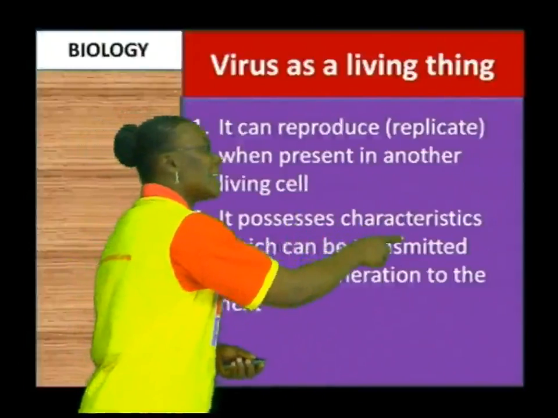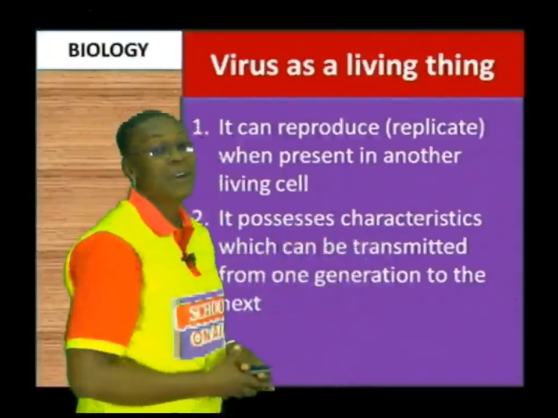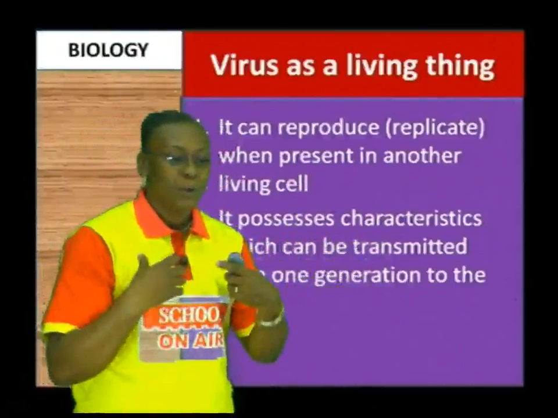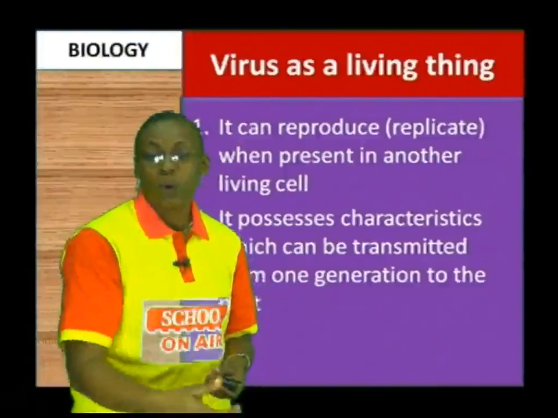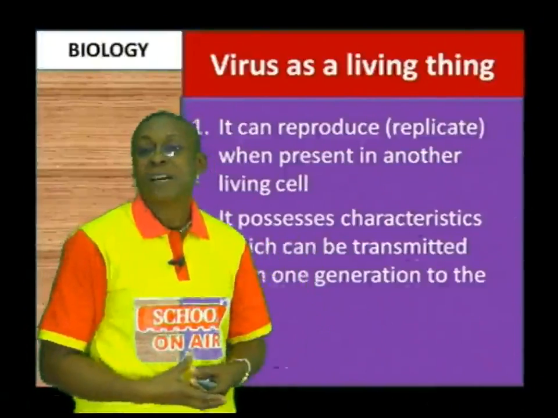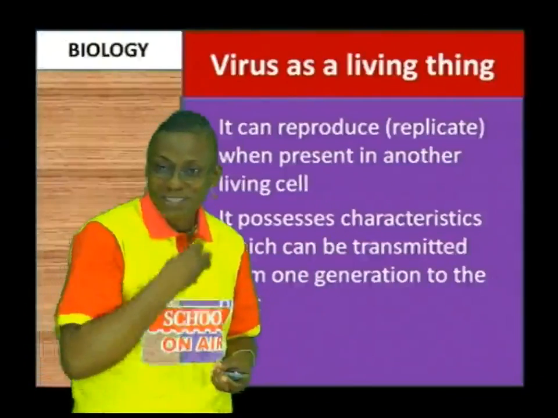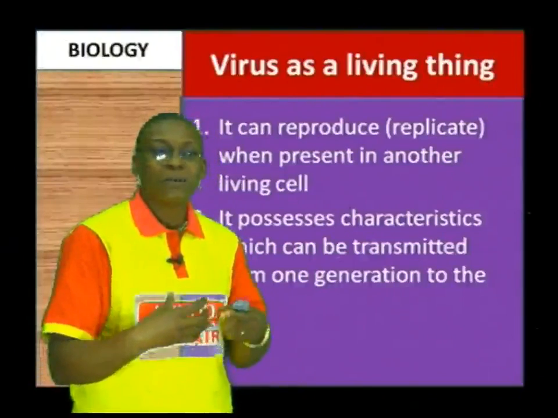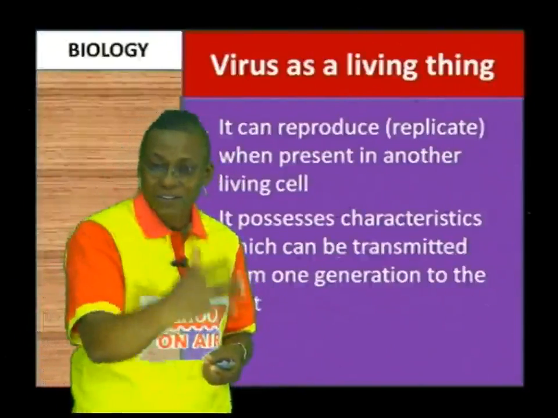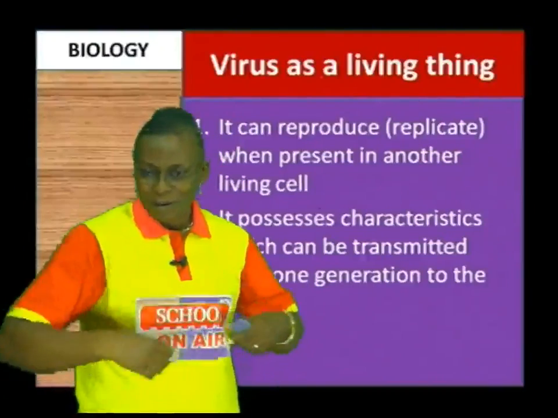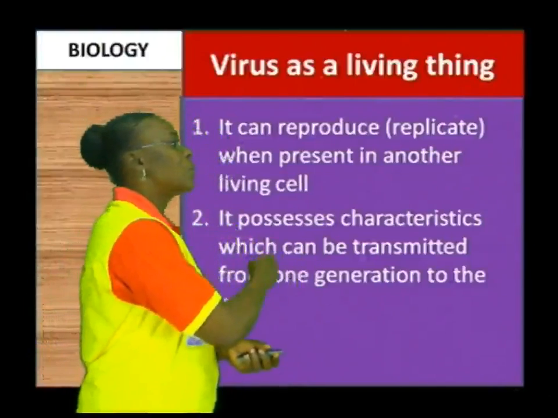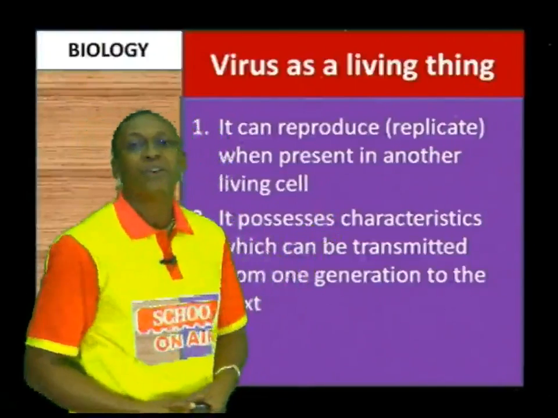Then they possess characteristics which can be transmitted from one generation to the other, which is one of the characteristics of living things. You're able to transfer your characteristics to your child. You are tall, your daughter comes out tall, you are fair in complexion, your son comes out fair. So that means you are able to transmit your own characters to your own children. Oh, you are bald-headed, your son comes out bald. You are fat, your child comes out fat. So you are able to transmit. So virus also is able to transfer characteristics from one generation to another.